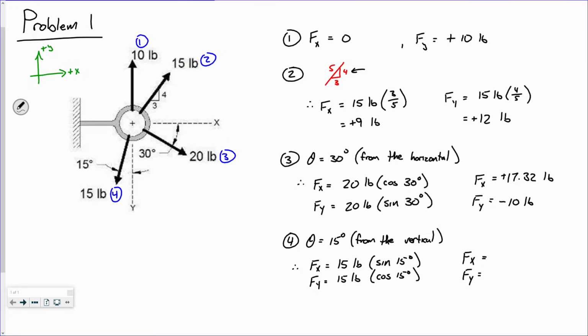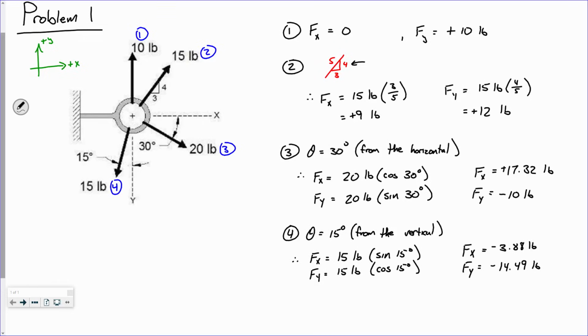All right. So Fx and Fy, what do they come out to be? Okay, so 3.88. And then, now what are the signs on those? Negative. They're both negative because that force 4 is acting that way and down. Okay. So now we've got each component. All we have to do is add up the individual x components and y components, and then it's a Pythagorean theorem from there.